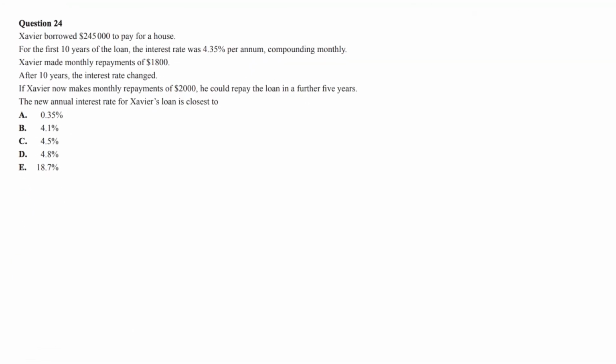In question 24, Xavier borrowed $245,000 to pay for a house. For the first 10 years of the loan, the interest rate was 4.35% per annum, compounding monthly. Xavier made monthly repayments of $1,800. After 10 years, the interest rate changed. If Xavier now makes monthly repayments of $2,000, he could repay the loan in a further 5 years. So the question is asking for the new annual interest rate for Xavier's loan.